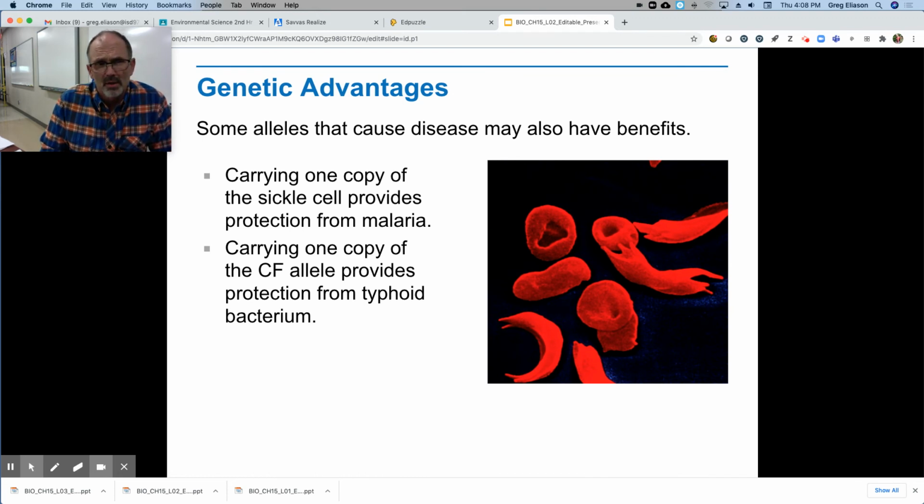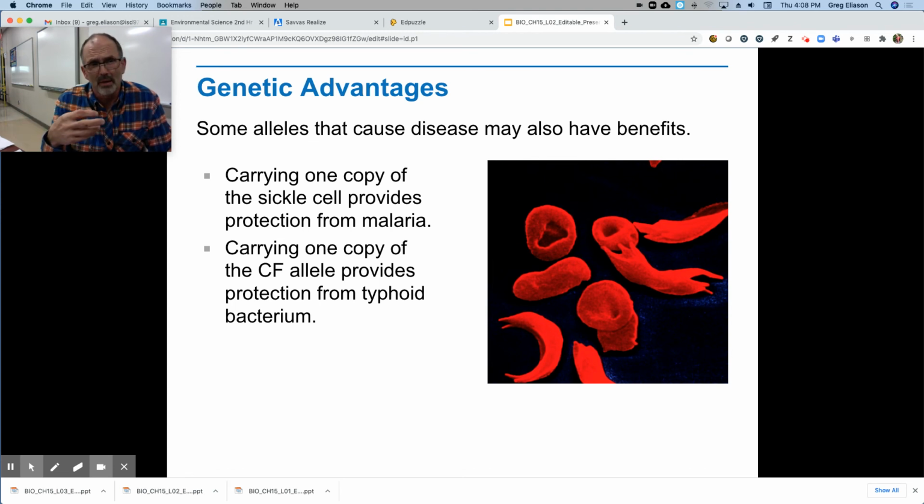Okay, so some of these disorders, one common one we study is sickle cell anemia, and it can also have benefits. In certain areas of the world over time, being a carrier of sickle cell anemia provided you with resistance to malaria. And carrying one copy of the CF allele provides you protection from typhoid bacteria.